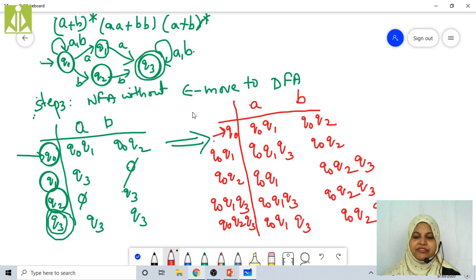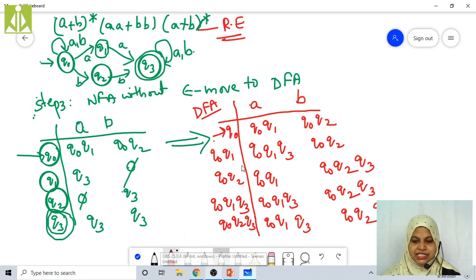This is our DFA for the given regular expression. Now we have to draw the transition diagram. How are we going to draw it? Which one is the initial state? Q0 is the initial state, indicated by this arrow mark.